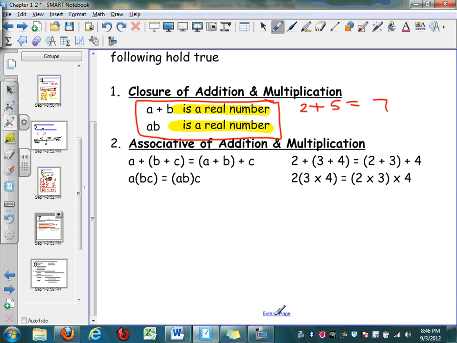Now, the associative property. Please, please, please, when you abbreviate associative, make it ASSOC. No cussing at me in class. I would greatly appreciate that. I know you think it's funny, but it's really not.